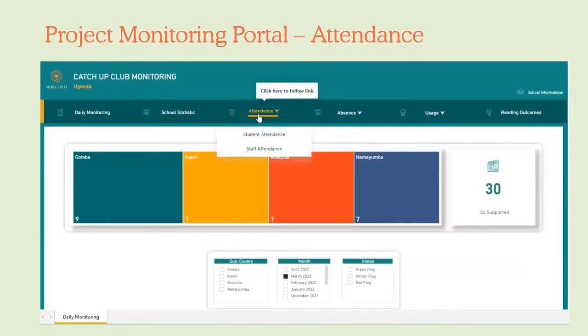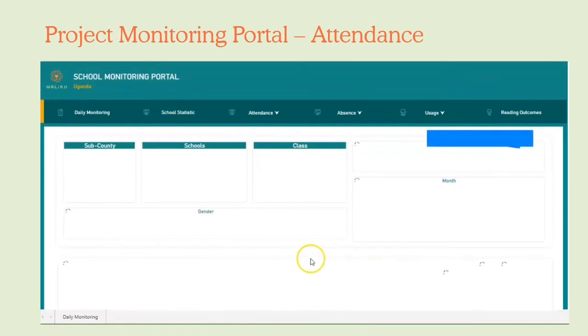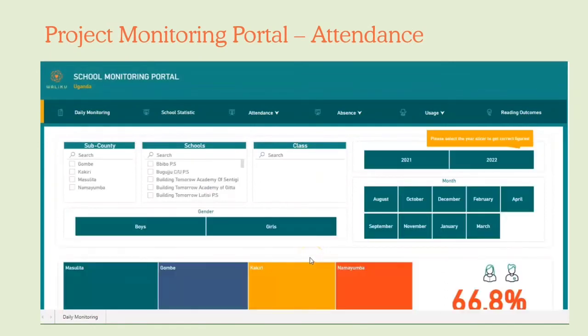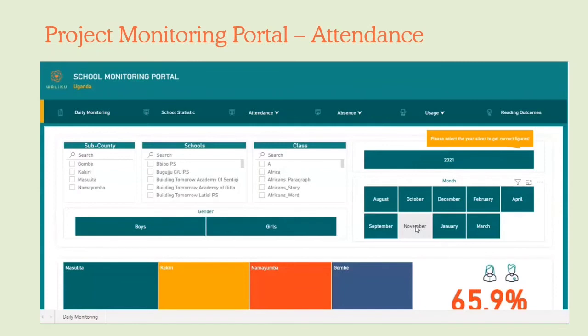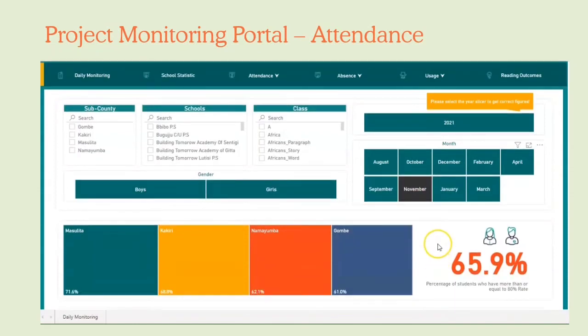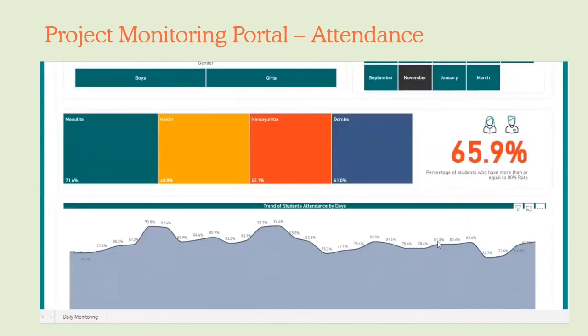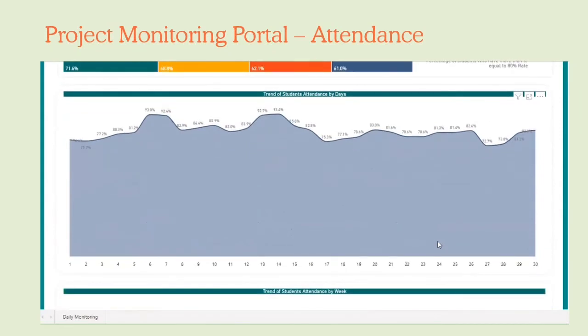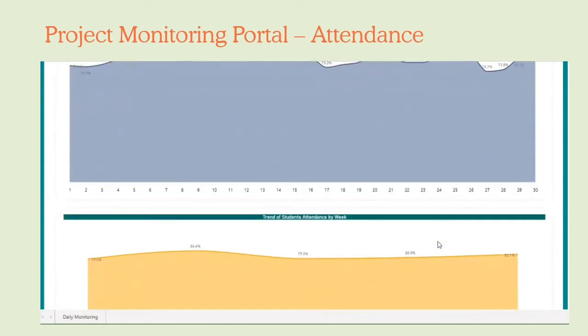The Attendance tab allows project staff to navigate to summary reports for student and staff attendance. The student dashboard shows the percentage of students who met the threshold criteria, such as 80% attendance rates. It also shows average attendance rates for the day, week, and months.